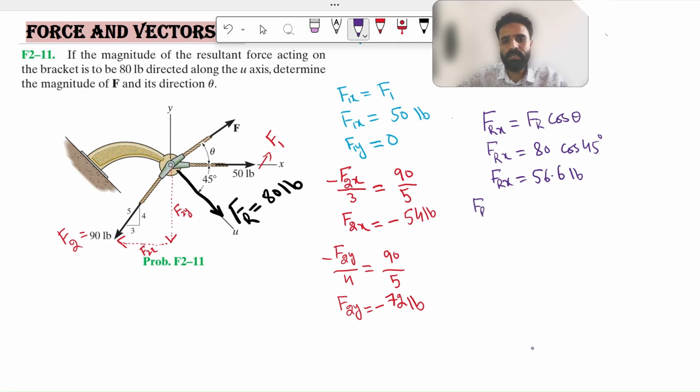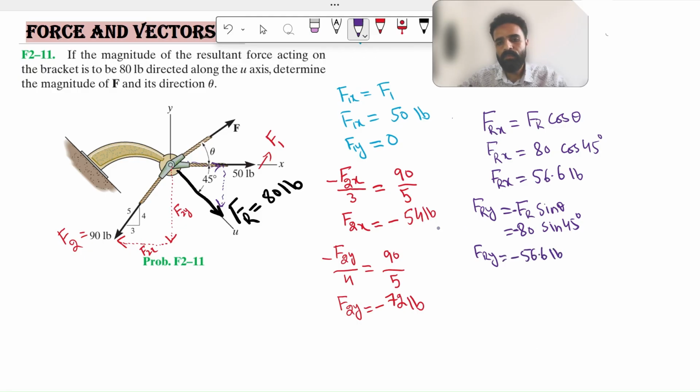Now I'll be finding the vertical component of the resultant force, the FRy, the y component. It will be equal to the FR times sine theta, basic trigonometric ratio. So the FR value is 80, sine of 45. What will be the sign? The sign will be negative because the y component is acting downward, like the x component acting on the right side for the resultant force. So that's why it will be negative. So the FRy value will be equal to minus 56.6 pound.